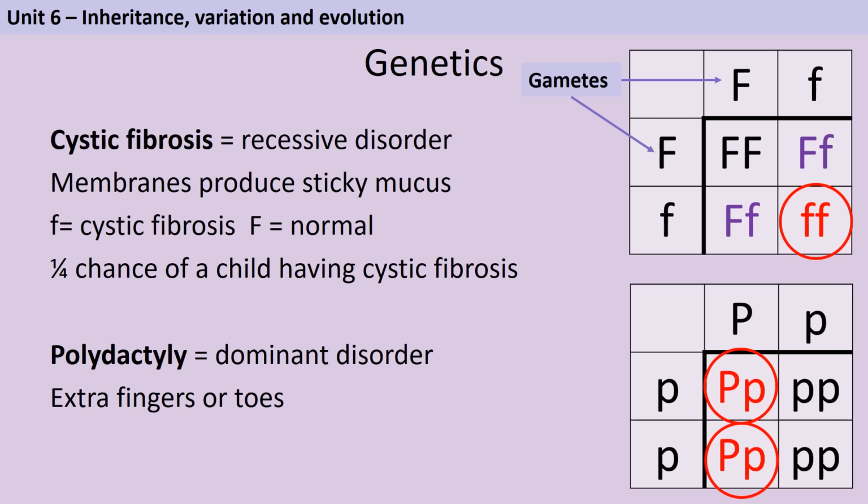The first disorder is cystic fibrosis, and this is a disorder of the membranes where they produce lots of extra mucus which is really sticky, and so people with cystic fibrosis often find it difficult to breathe, or they have issues with their digestive system because of all the mucus getting in the way.